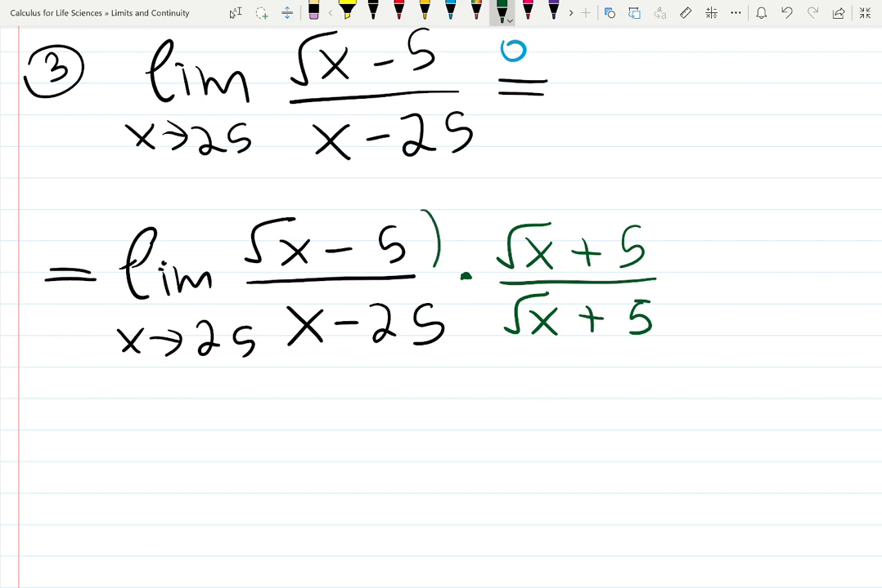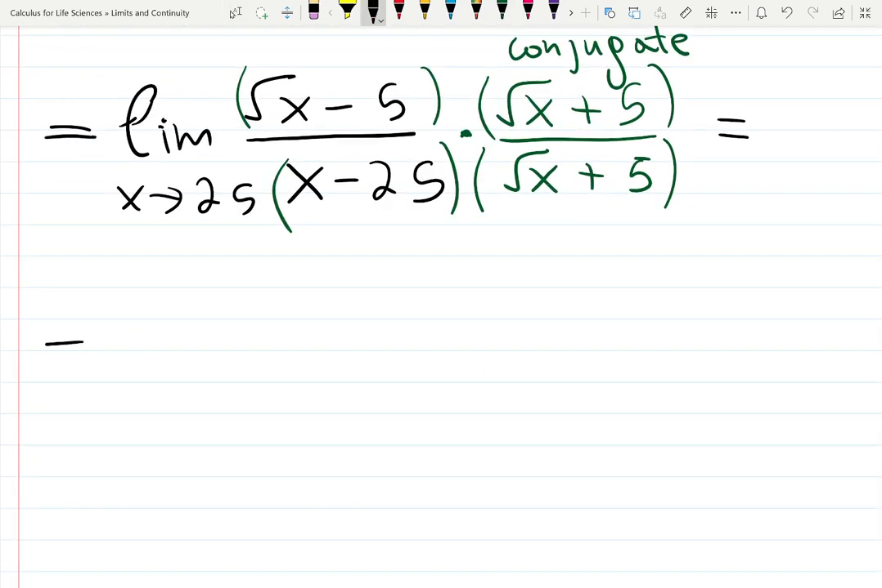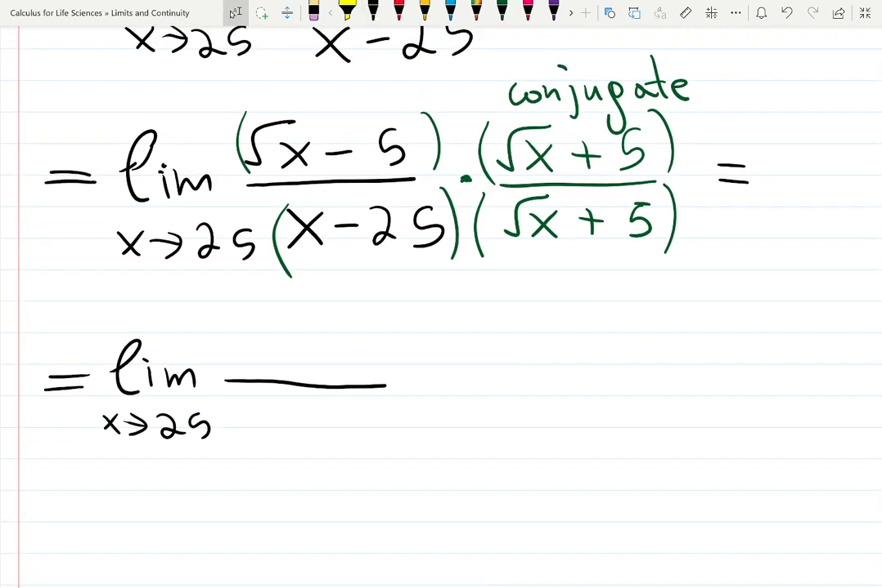So let's see what is going to happen. Multiplying by the conjugate. Who wants to tell me what the numerator looks like? What is happening at the top? Let me ask some more people. Yes, x minus 25. That is very good, thank you.